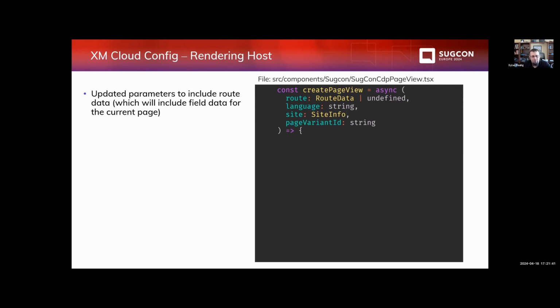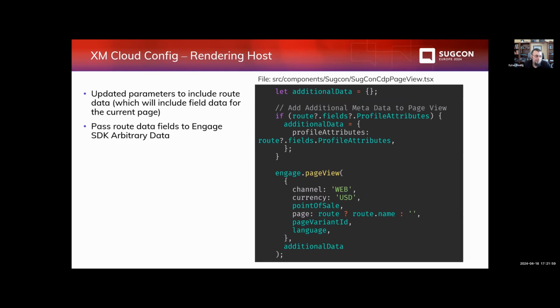This will then allow us to read that data from the fields. In our case, this is the page level item, and it will allow us to pull in those page attributes from that. So if the profile attributes, which is the name of the field I have on the page item, exists, then we set it to additional data, and we then pass it into the page view event for the Engage SDK.